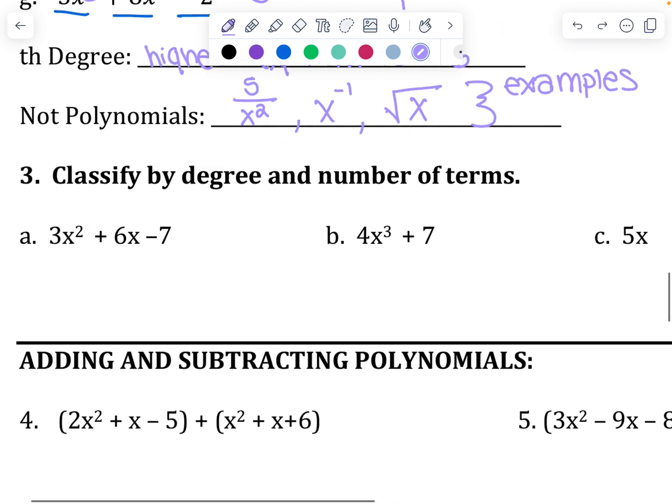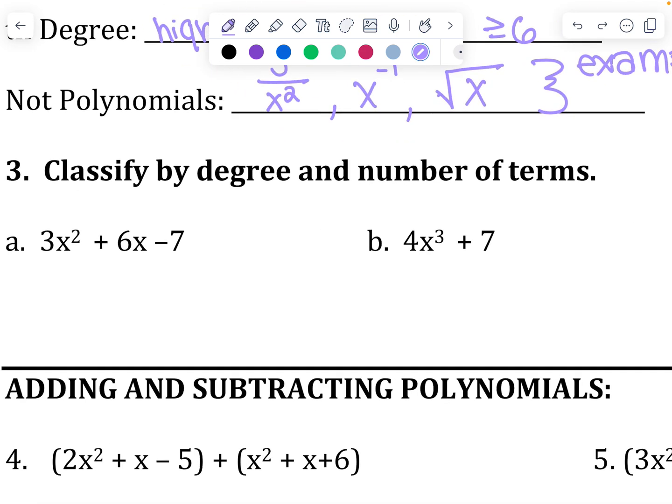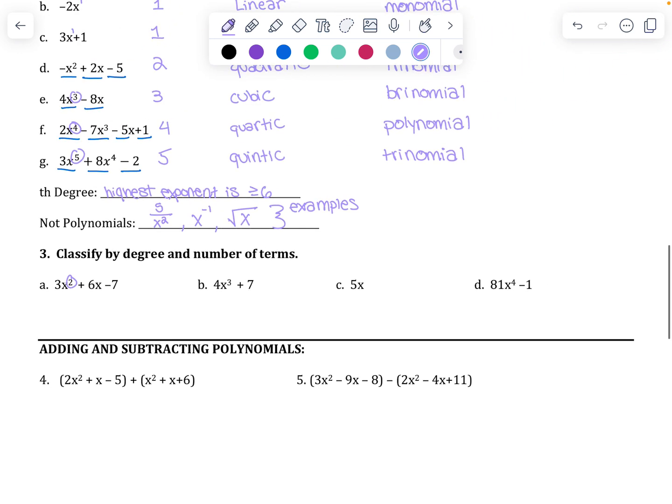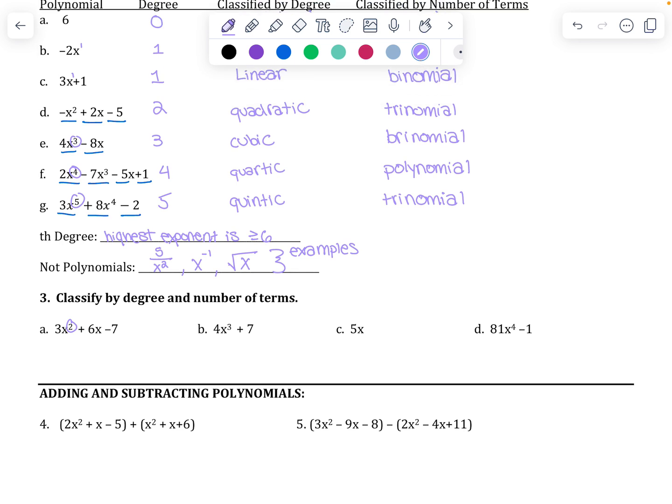So if I look at letter A, my highest exponent that I see is 2. If I see the number 2, this should be a quadratic. And again, how many terms do I see, separated by plus or minus signs? 1, 2, 3. So this is a quadratic trinomial.